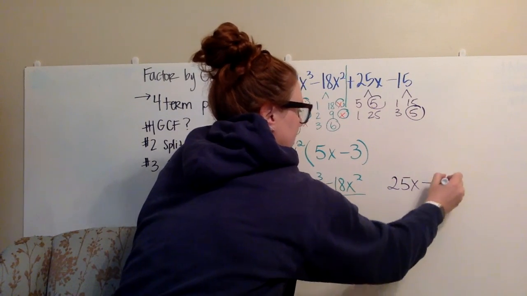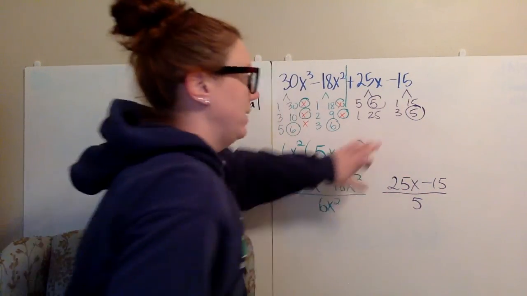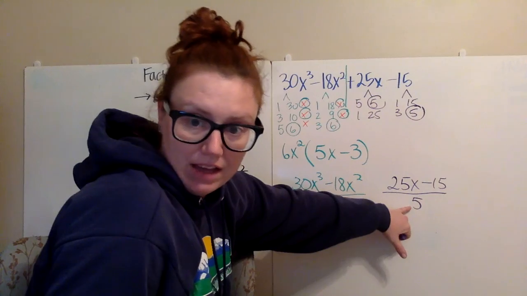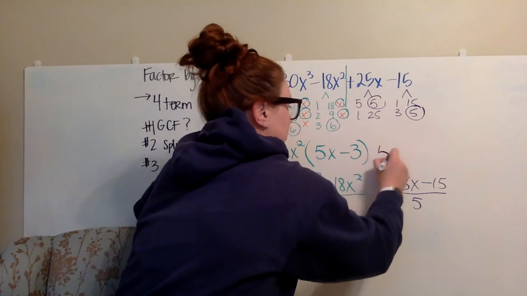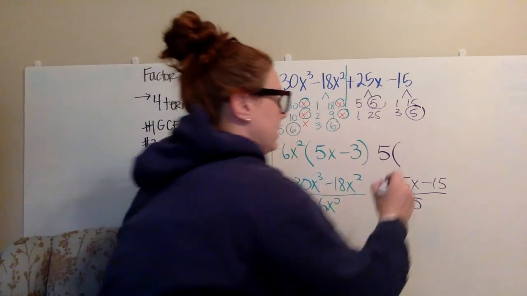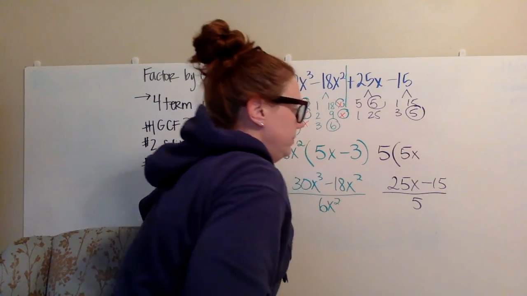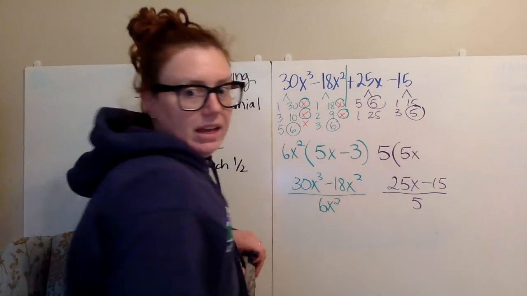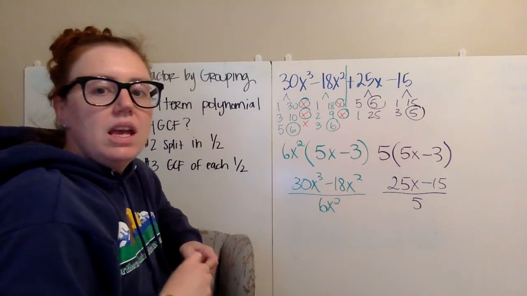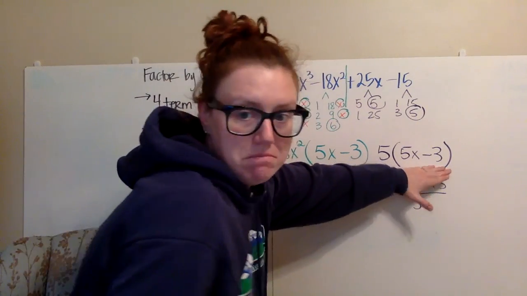So I'm going to take this half, 25x minus 15, and I'm going to divide it by 5 because that's my GCF. My GCF is 5. 25 divided by 5, right? So my GCF goes in front. 25 divided by 5 is 5. There's no x in here, so I leave an x. And negative 15 divided by 5 is negative 3. And I know that I factored correctly because my leftover pieces match.